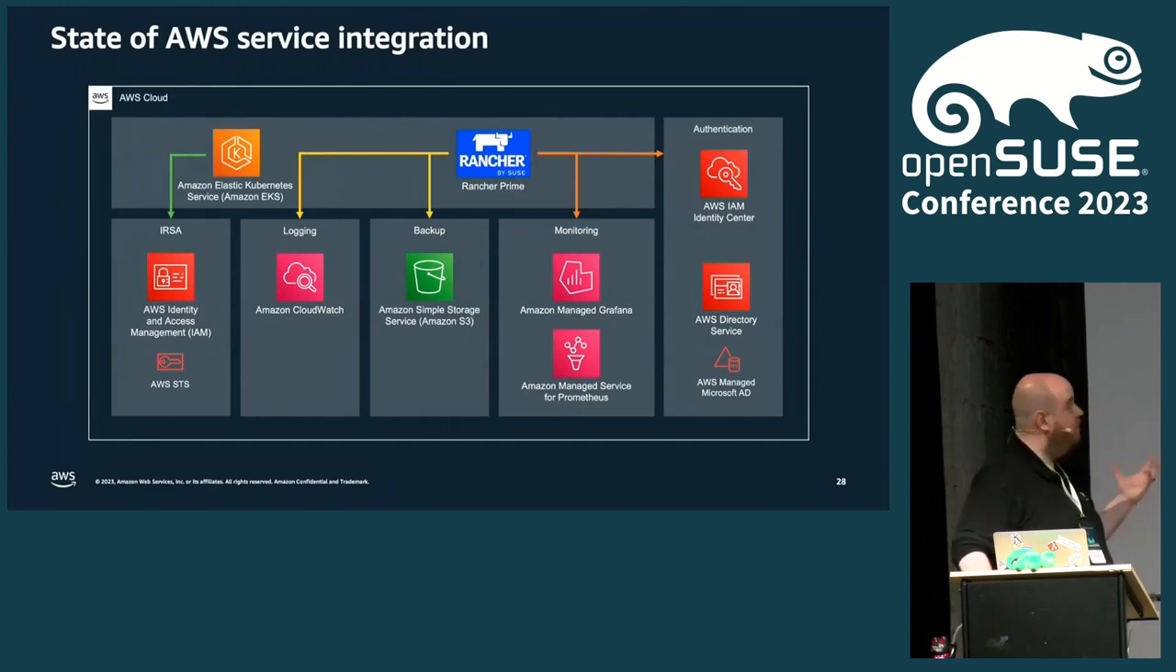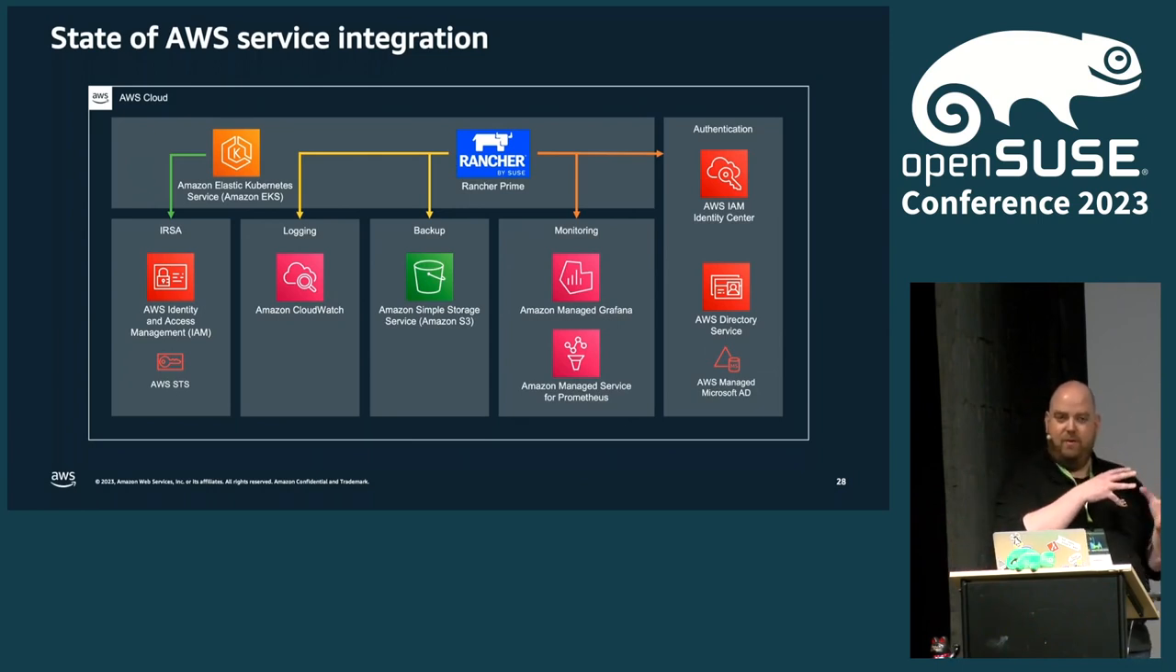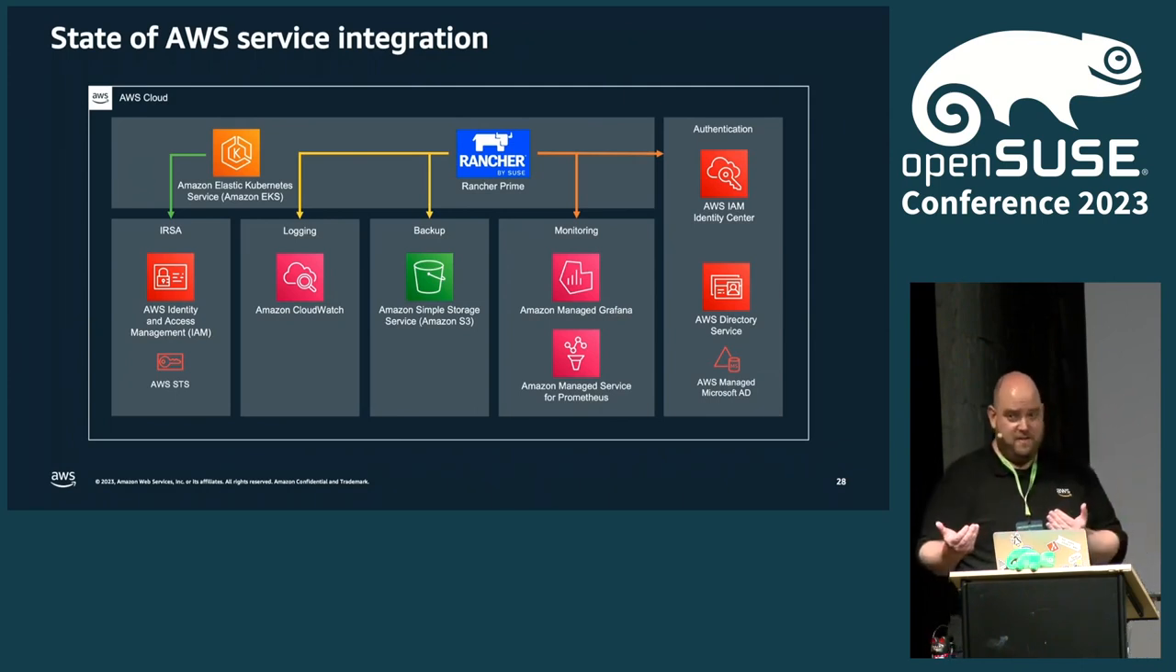To sum up what we talked about and the state of the integration, you see that I marked logging and backup with a yellow arrow. What I mean with that is they are technically fully functional, but to be fair, they could use some improvement when it comes to documentation or to make the setup easier, like with the logging stuff, where you should be able to define it during the installation of your Helm chart and not afterwards.